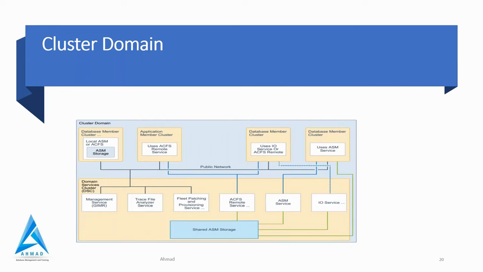And in terms of the domain services cluster, there are multiple services like GIMR, Trace File Analyzer, fleet patching and provisioning services, ASM services, IO services, ASM and ACFS remote services. That is basically called the domain services cluster, DSC. And after that your shared ASM storage comes into the picture. So that is more inside the cluster domain.